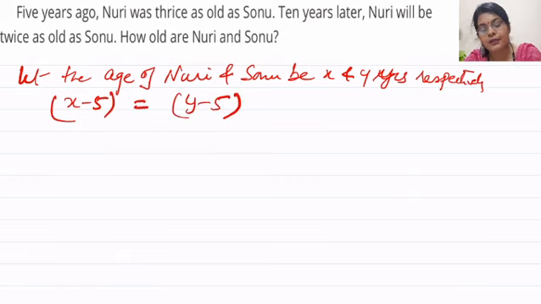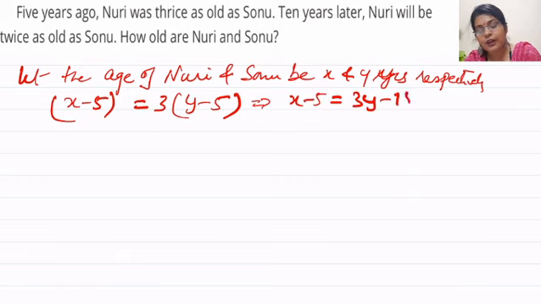अब इसके बाद हम पढ़ते हैं क्या लिखा. नूरी वॉज थ्राइस एज ओल्ड एज सोनू. सो thrice as old as Sonu. Our first equation, we will solve the equation. What will we get? X minus 5 is equal to 3y minus 15, and then what do we get? X minus 3y is equal to minus 10. This is our first equation.